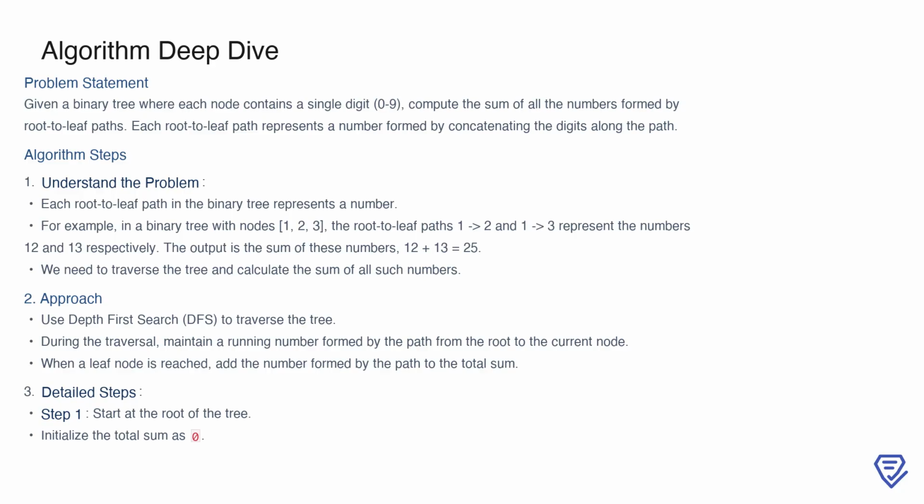The most efficient way to achieve this is by traversing the tree using depth-first search, or DFS. During the traversal, we'll keep track of a running number that represents the current path's value. When we reach a leaf node, we'll add that number to the total sum. To break this down, we start at the root of the tree with an initial total sum of 0 and proceed to traverse the tree while maintaining the running number for each path.